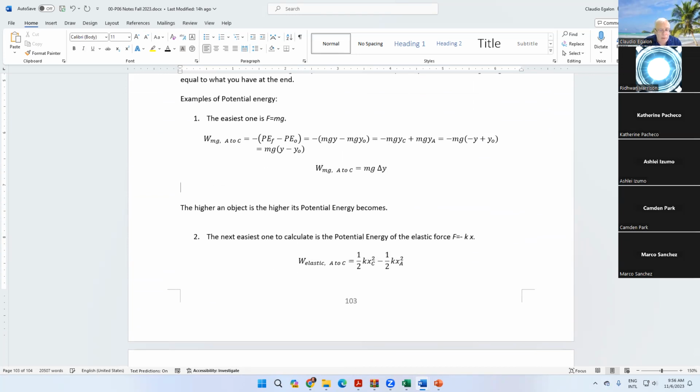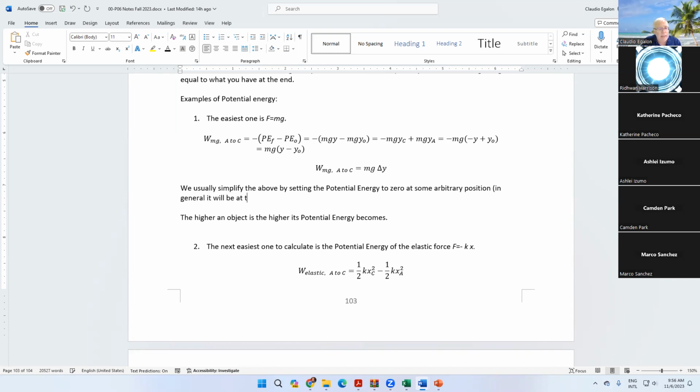We usually simplify the above by setting the potential energy to 0 at some arbitrary position. In general, it's going to be at the ground. At the ground, okay?